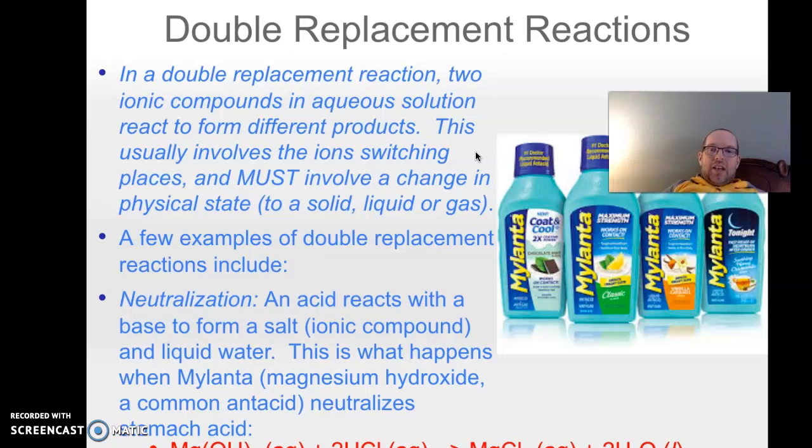And the stomach acid that we have in our stomachs is hydrochloric acid, and it reacts with magnesium hydroxide, as you can see down at the bottom of the screen here, to form magnesium chloride and, like I said, water. So again, we have that state change here where we have something that's a liquid on the right side of the equation. And we can see that the ions switched places.